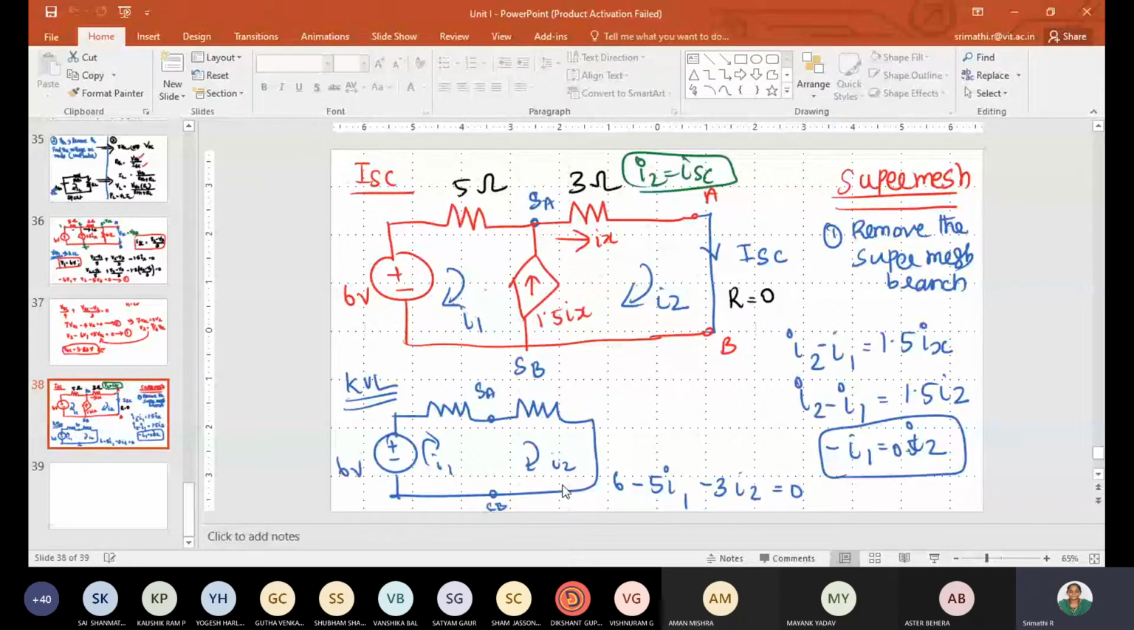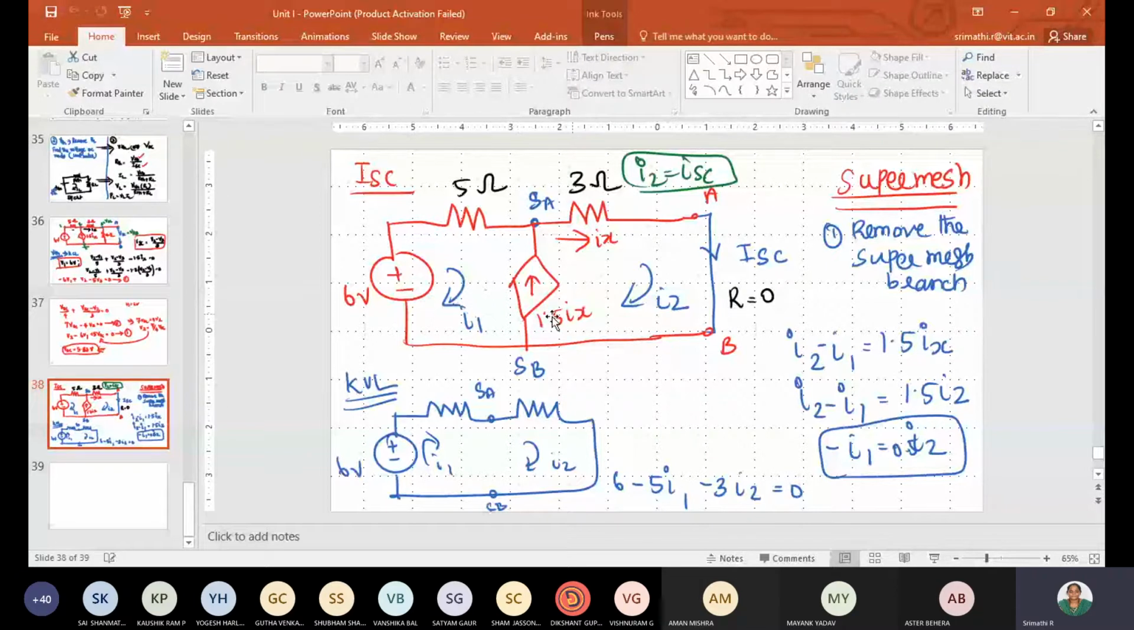So while solving, assume your mesh currents I1 and I2. When you have a common current source between two meshes, that is said to be a super mesh. For the super mesh, for that particular branch alone, you need to write a KCL equation. Meaning, the current direction is upward.